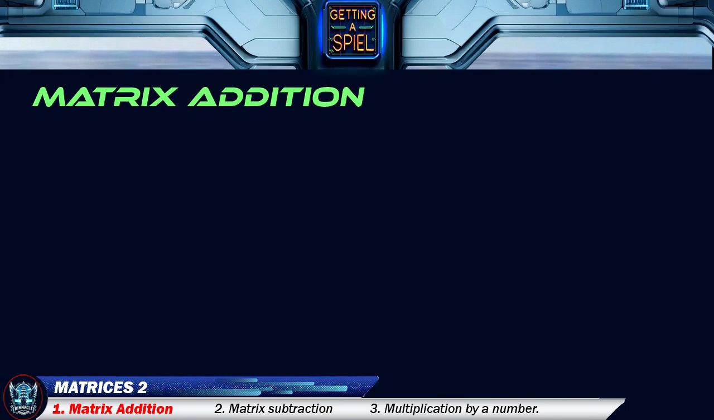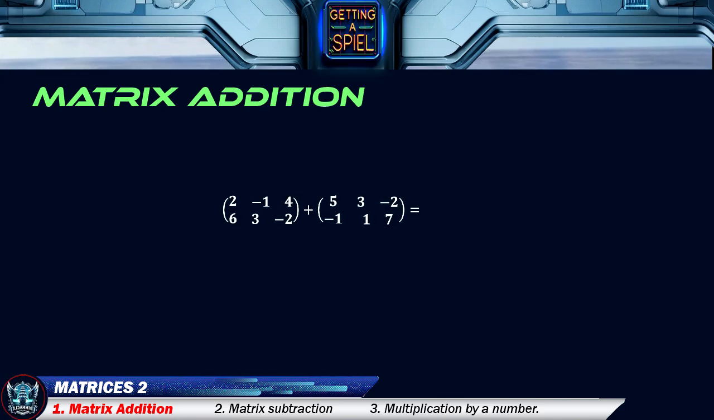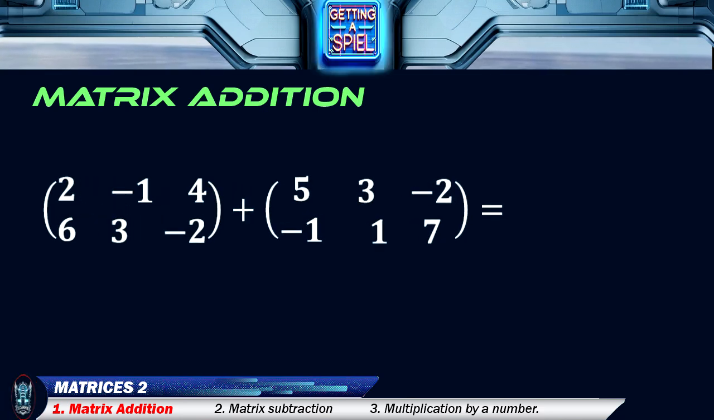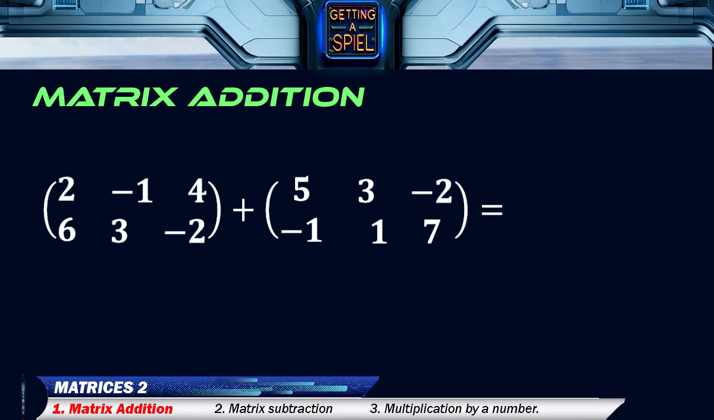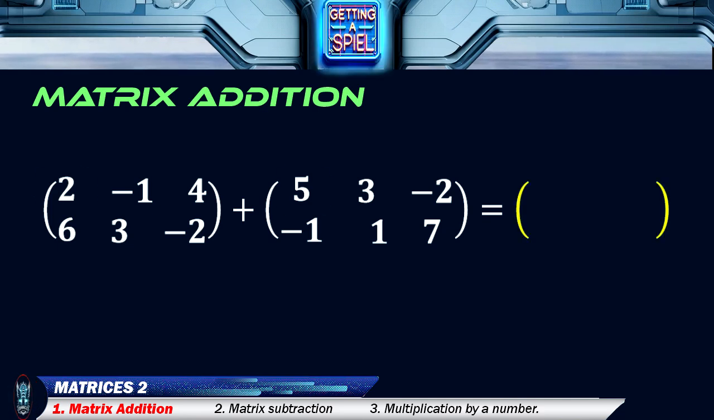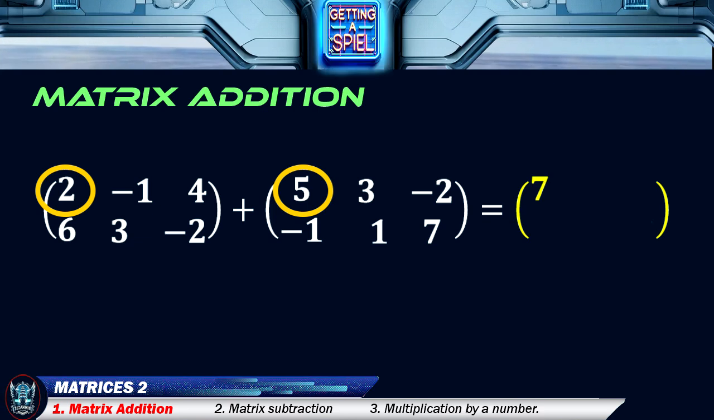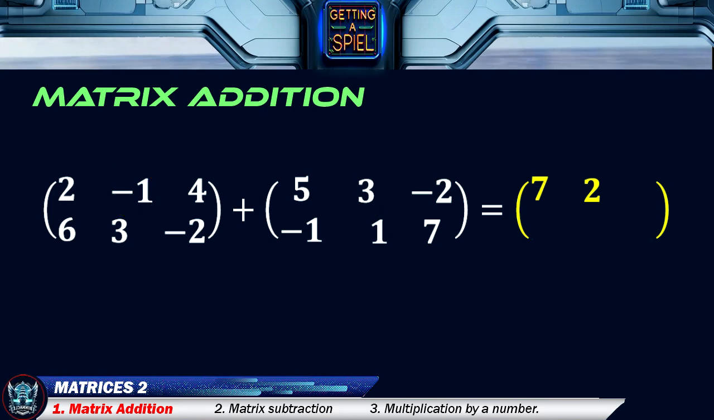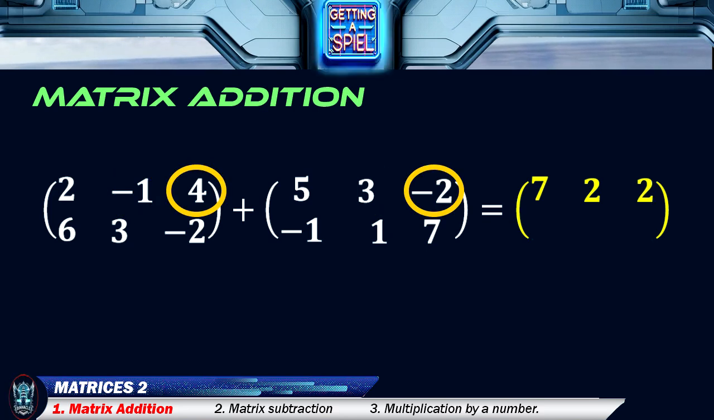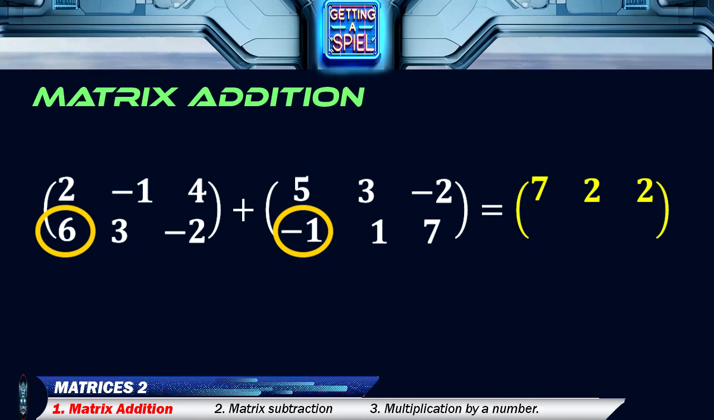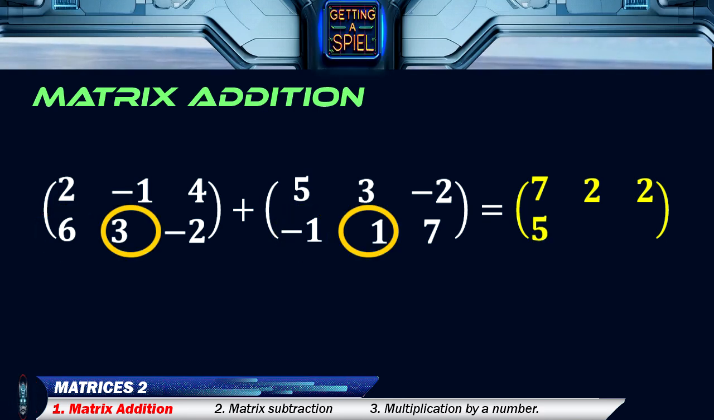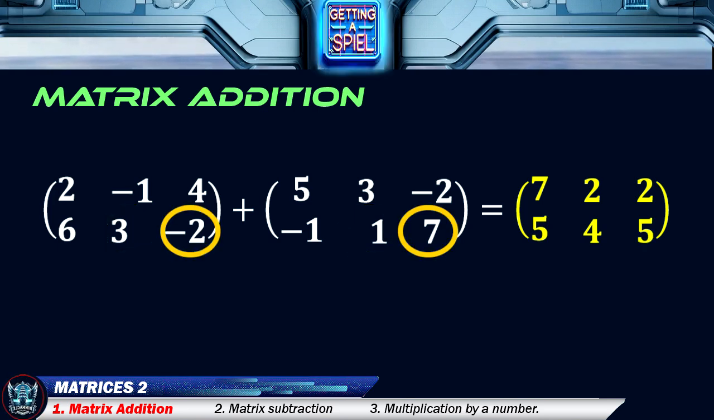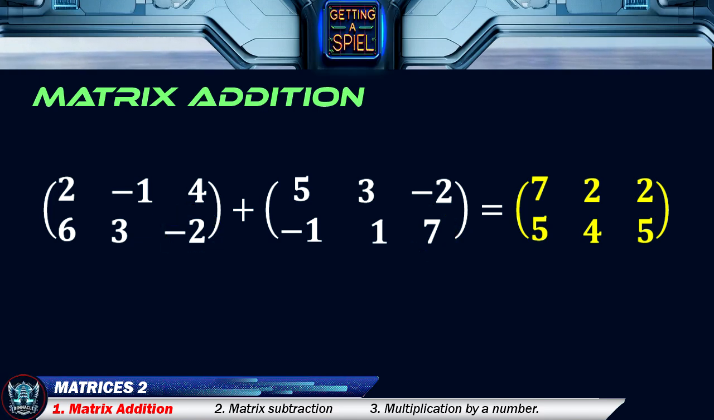Matrix addition is something really simple and intuitive. What do you think we need to do to add these two matrices of 2 by 3 dimension? Exactly! Add element by element and the result will form. In this first example, 2 plus 5 equals 7, negative 1 plus 3 equals 2, 4 minus 2 equals 2, 6 minus 1 equals 5, 3 plus 1 equals 4, and finally, negative 2 plus 7 equals 5.